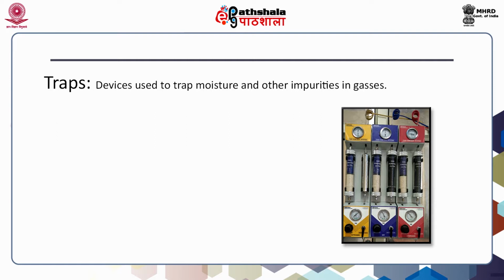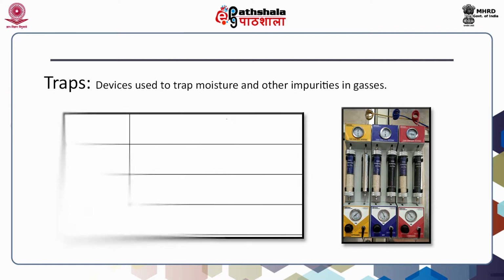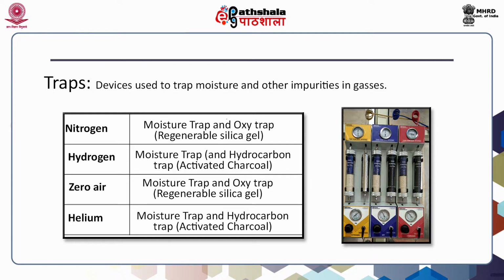So, different kinds of traps are being provided by the gas liquid chromatography manufacturing companies, which are known as traps or trap devices, which can trap the moisture or the impurities present in the gases. For example, for nitrogen, there is a moisture trap, that traps the moisture, and an oxy trap, which can be regenerable silica gel. For hydrogen, we can have a moisture trap which can be activated charcoal. For zero air, there is also a moisture trap which can again be regenerable silica gel, and for helium we can have a moisture trap and hydrocarbon trap, which can be activated charcoal.